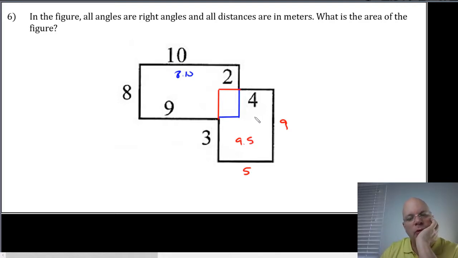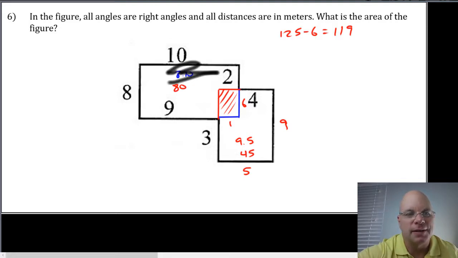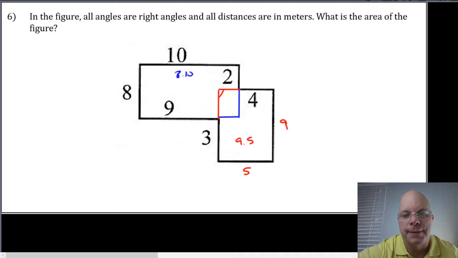And then you could subtract this area, which I think you can find because you know this is 2, so this must be 6. And you know this is 10, and this must be 1. So if you do 80 and 45 is 125 minus 6. It's 119. That is the correct answer. Okay, but I'm going to show you the way I think is the best way. Just remember 119. So we're going to compare that to what we get here in a minute.